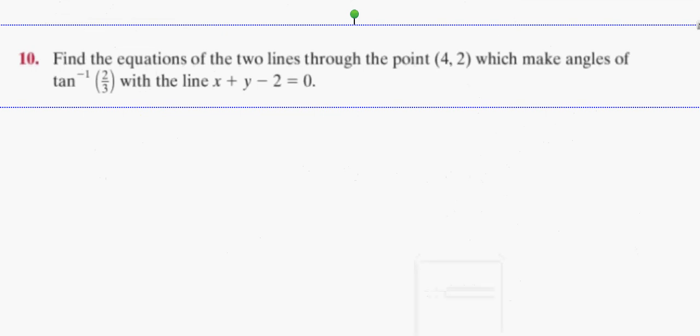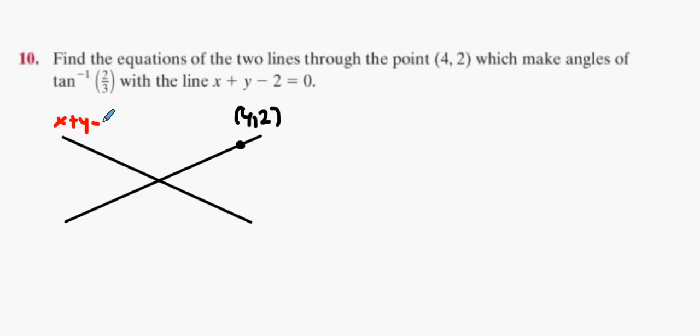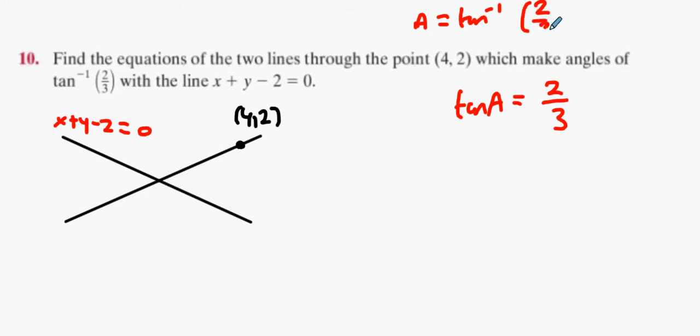Now, I might be able to start you off on 10 if you want. So, the deal is you have two lines. One of the lines goes through 4, 2. The other line is x plus y minus 2 equals 0. And they make this angle. So, tan A equals 2 over 3. Is everybody cool with that? If A equals tan inverse 2 over 3, take a step in reverse and send the tan back in the other direction. So it's the same thing as saying tan A equals 2 over 3.